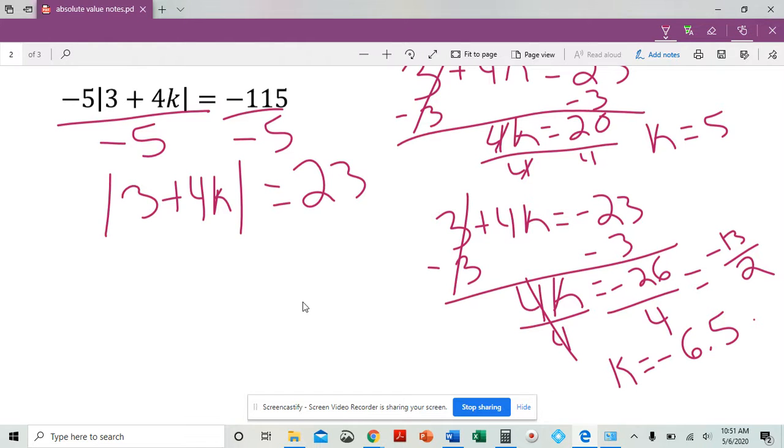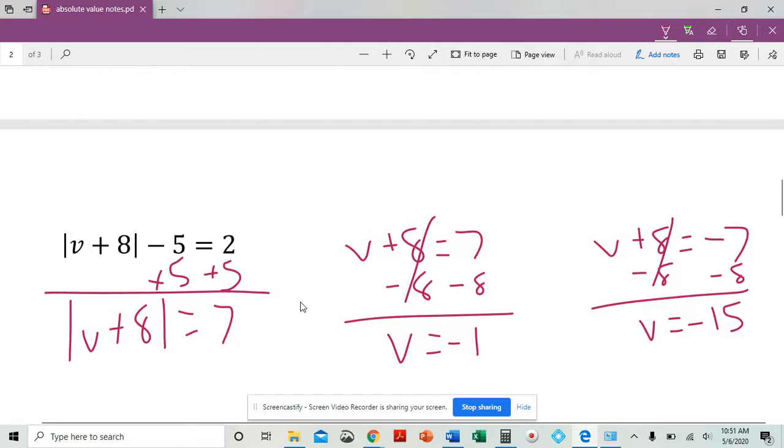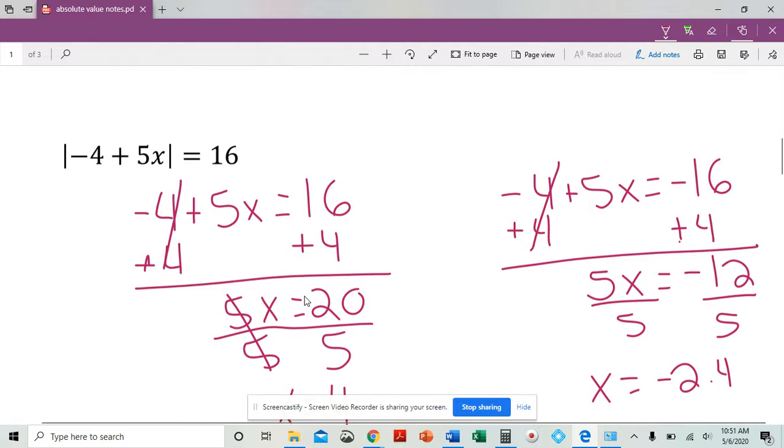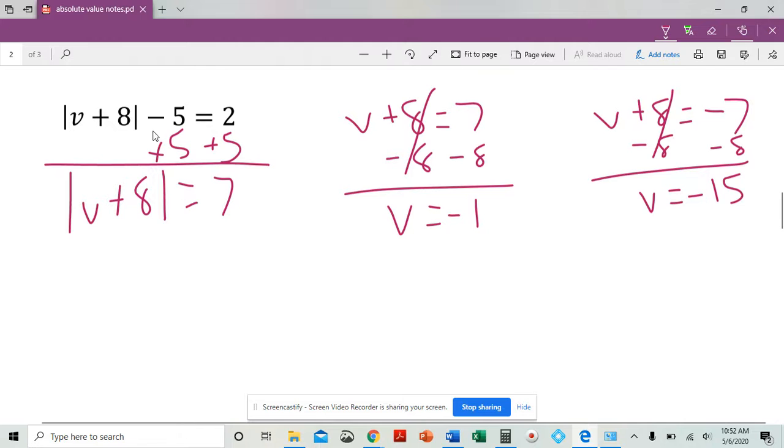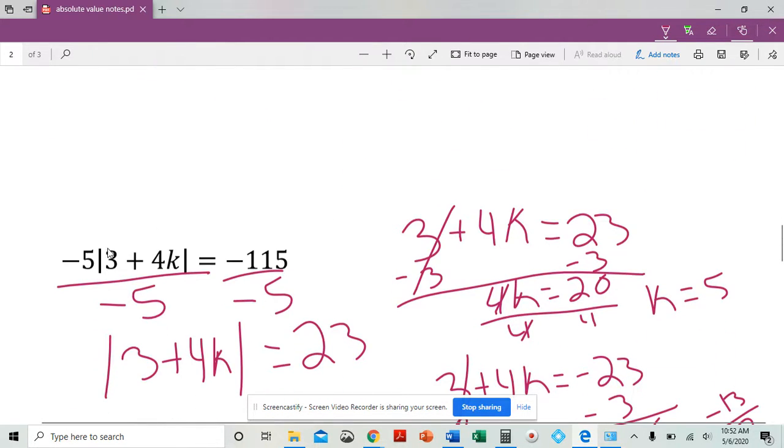So here's some examples. Check the chart in Google Classroom. I think you guys will do well on this. You just have to remember to write two equations after you get the absolute value sign by itself. You must get the absolute value sign by itself. And then you'll write your equation with the answer that is given and then the opposite of the answer that is given.